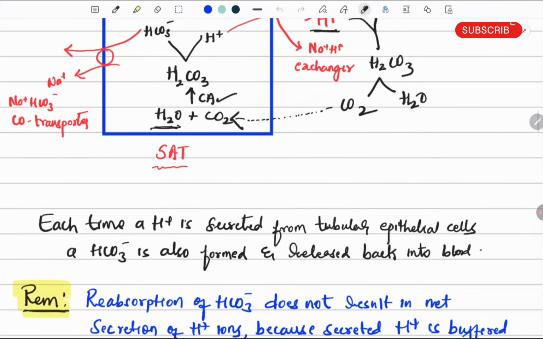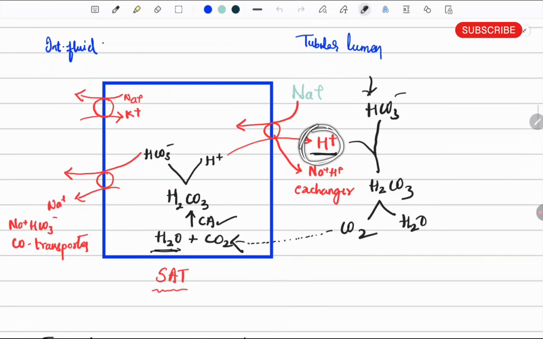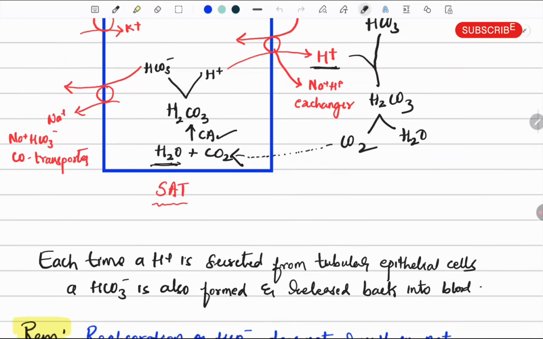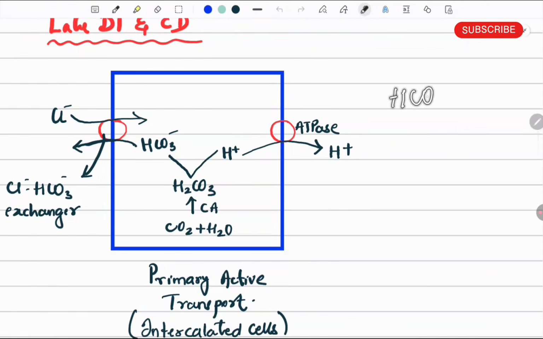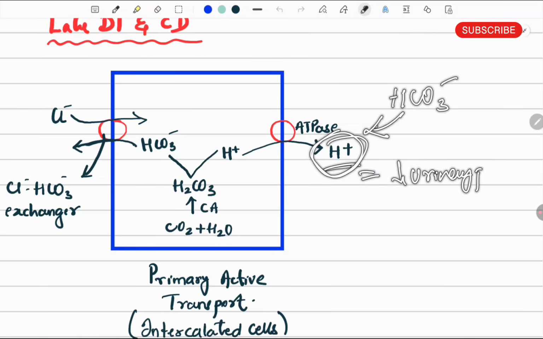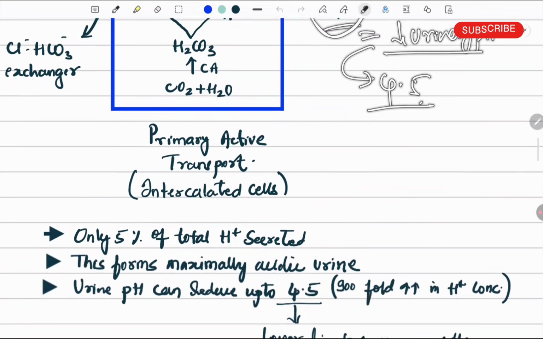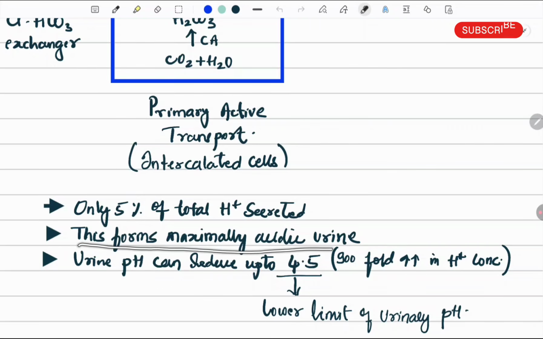Here the amount of H+ which is secreted is more, but it is unable to reduce the urinary pH, because whatever H+ is secreted in this part of the tubule is going to be buffered by the bicarbonate, and the bicarbonate is reabsorbed. Because the maximum amount of bicarbonate is already reabsorbed, no more bicarbonate is available here to buffer this H+. That's why this H+ has the capacity to reduce the urinary pH, and the lower limit of the urinary pH which can be reached is 4.5. That is what I'm explaining here. This forms maximally acidic urine. The urine pH can reduce up to 4.5.